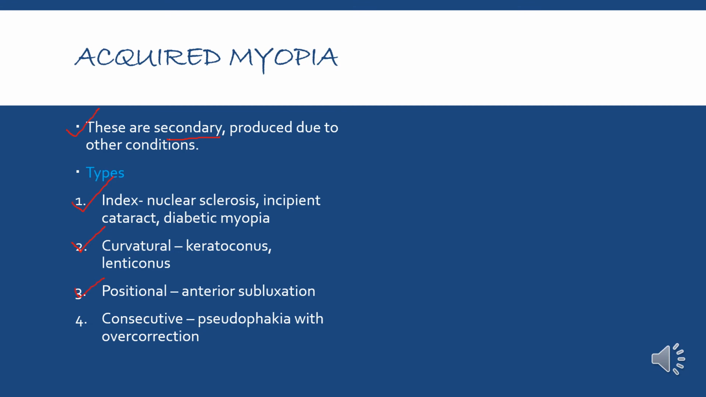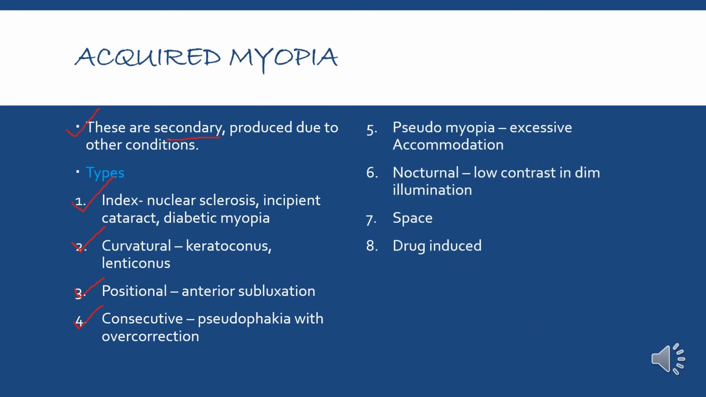Next is positional, caused due to anterior subluxation. Consecutive myopia, caused due to pseudophakia with overcorrection. And next, pseudomyopia, caused due to excessive accommodation. Nocturnal myopia, caused due to excessive accommodation induced by low contrast and dim illumination. Space myopia is caused as there is no distance fixation, so the eye tends to choose a near fixation point, due to which space myopia is developed. And drug-induced myopia, caused due to certain drugs.